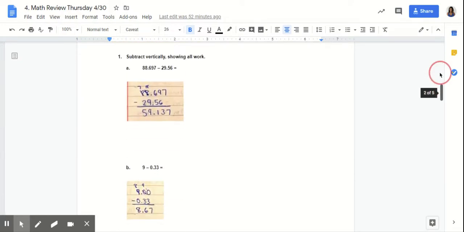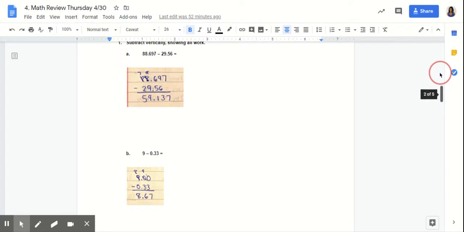Next, we wanted to subtract vertically showing all work. So when we are adding and subtracting numbers with decimals, what should we always make sure happens when we are doing that? Exactly. You should always make sure your decimal is lining up together. Unlike multiplication and division, you don't care about the decimal point at that point. You're adding it back in. But at this point, you have to make sure you're always lining up the decimal when you are subtracting or adding.